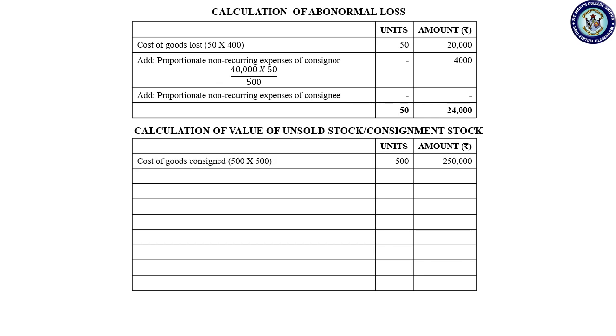Okay, first you have to take the cost of goods consigned, that is 500 units, and the invoice price is 500. So 500 into 500, 2,50,000 in the amount column, 500 in the units column.